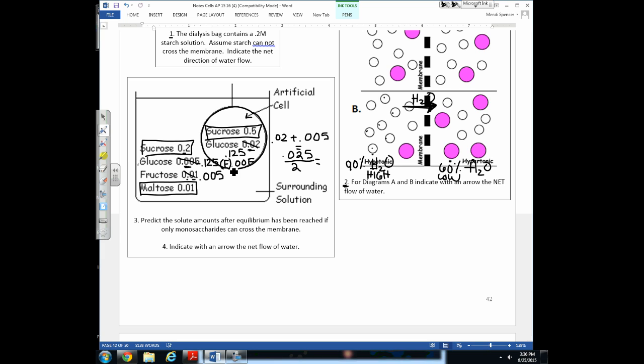Now, this fourth question says, indicate with an arrow the net flow of water. So to figure out which way water is going to go, we need to figure out where there's more solutes, because that's going to be the hypertonic solution, and that's the direction in which water is going to flow. So we just need to add up our values of our solutes. So we're going to add up 0.2, 0.125, 0.005, 0.01, just to figure our total for solutes in the outside solution. And that value is 0.331.